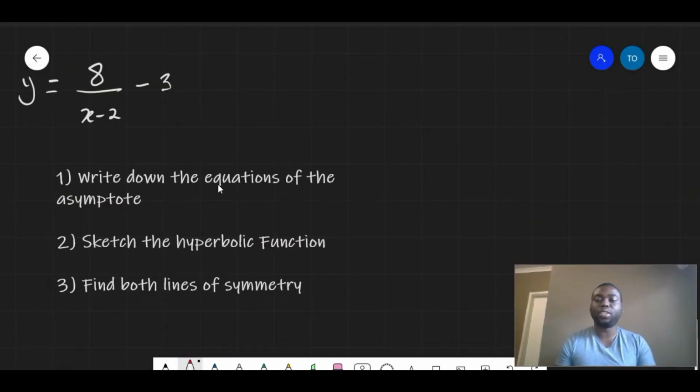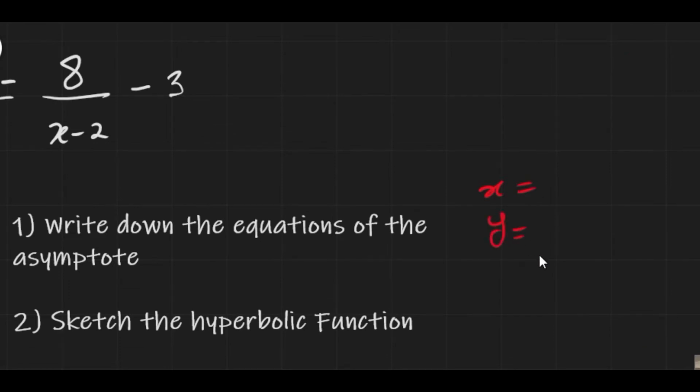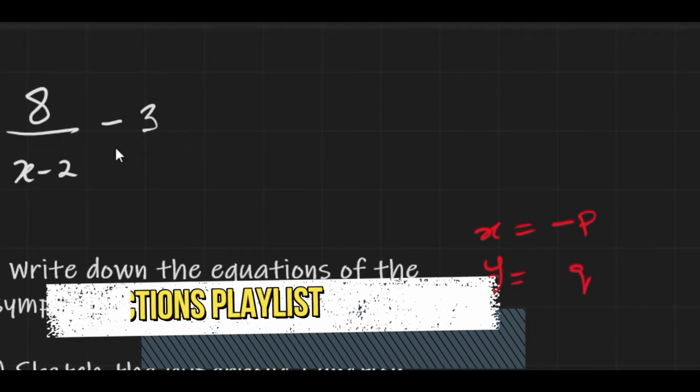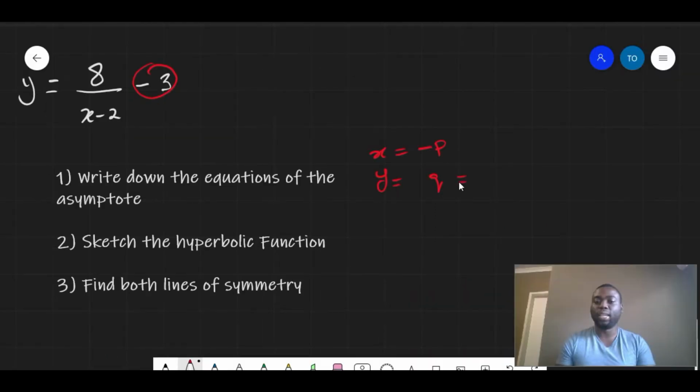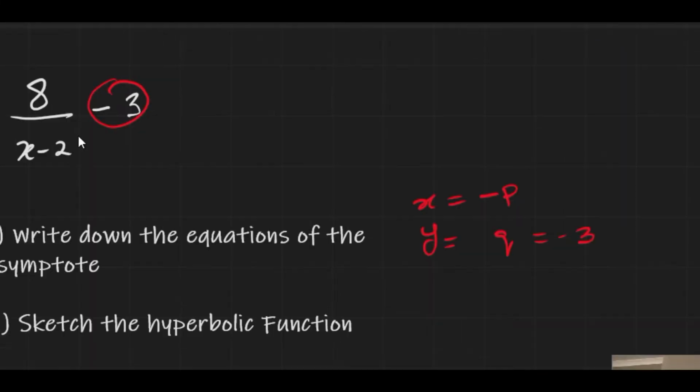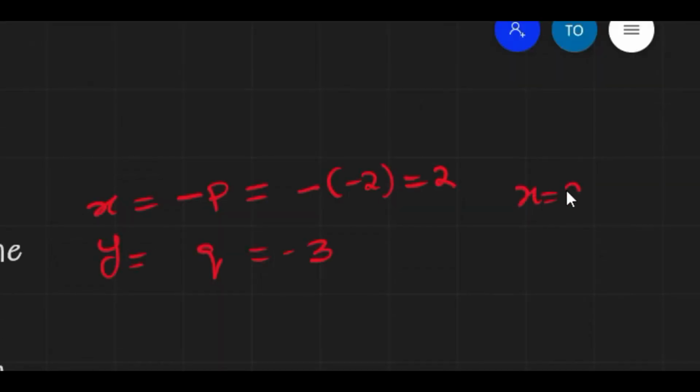The first question says you should write down the equation of the asymptote. For you to get the equation of the asymptote, your answer is always going to be x equals and y equals. Now x is usually equal to negative p, while y is equal to q. From this one over here, we can see that this negative 3 here is your q, meaning that this here is negative 3. However, our p here is negative 2, so this here will be negative, open bracket, negative 2, which will make it 2. So our answers are x equals 2 and y equals 3.